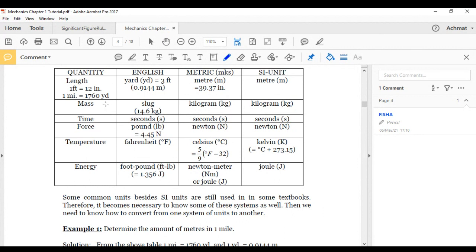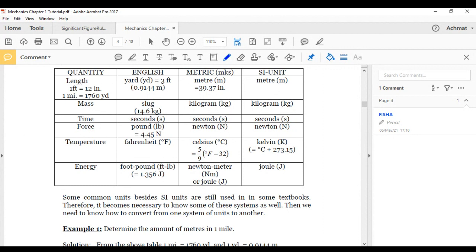For mass, look at the English system. They call it a slug. Please, nothing to do with snails now. The unit of mass, please, is not a pound. It is not a pound, please. A slug is a unit of measurement in English. 1 slug will be so many kilograms as a matter of conversion. In the metric system, it will be kilograms, and the SI unit is also kilograms.